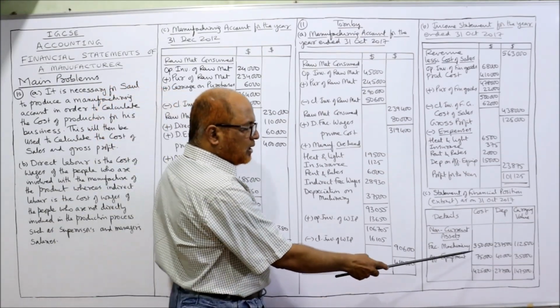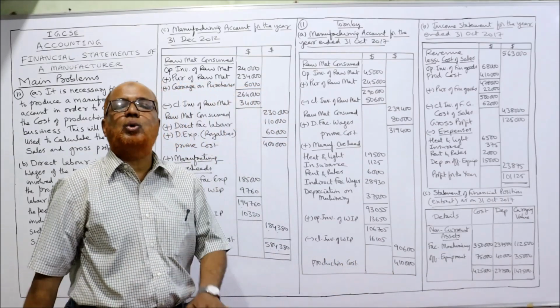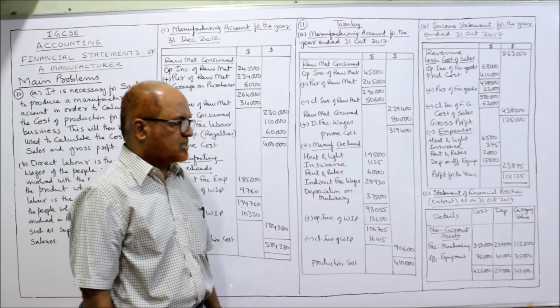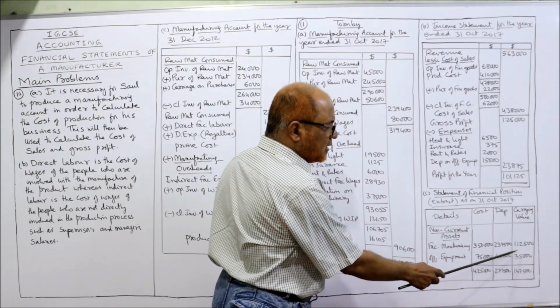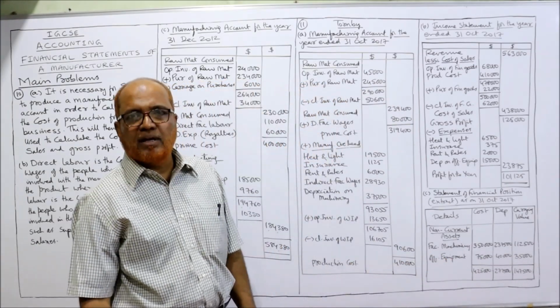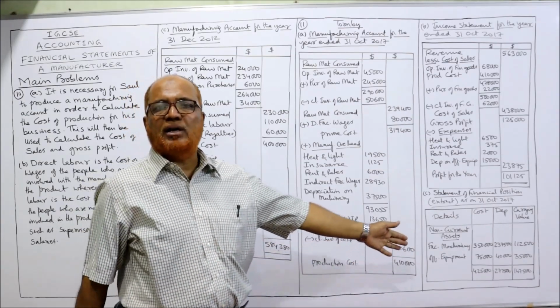Now simply take the total. 3,50,000 plus 75,000, 4,25,000 is the total cost of non-current assets. Accumulated depreciation 2,37,500 plus 40,000, 2,77,500. 1,12,500 plus 35,000, 1,47,500. That's it. This is the extract of statement of financial position showing the non-current assets.